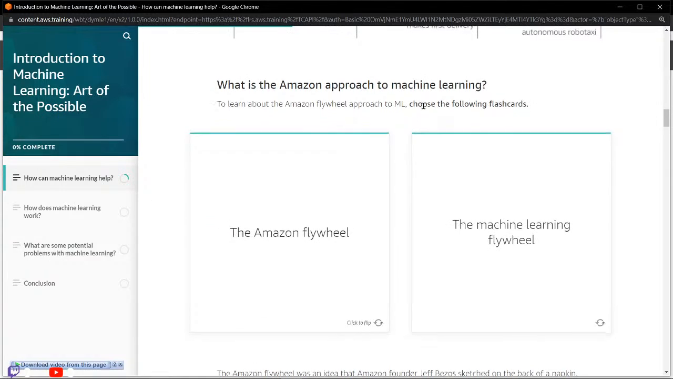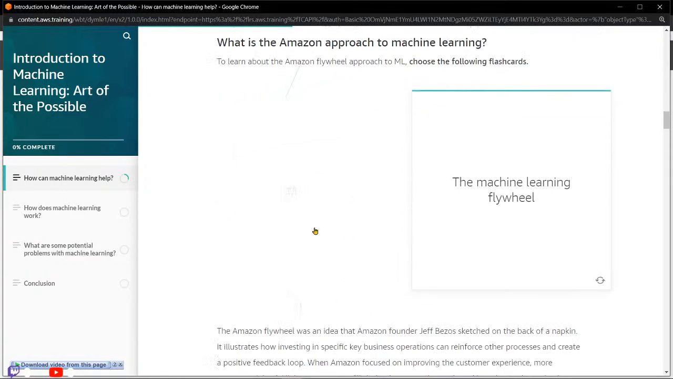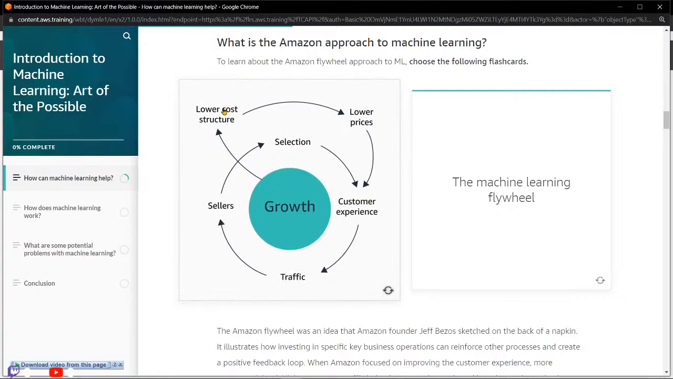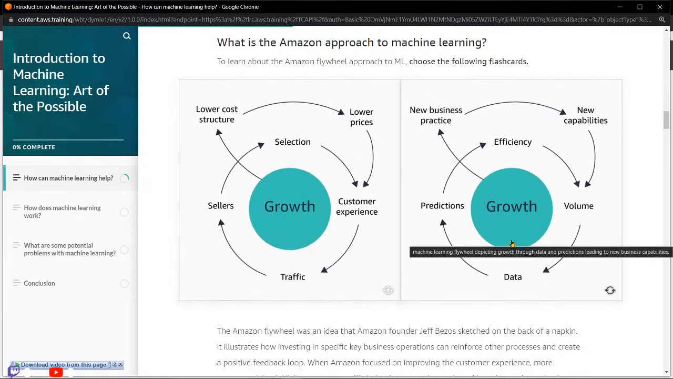Choose the following place card: the Amazon flywheel for growth. How it can grow is lower cost structure, lower prices, customer experience, traffic, and seller selection; these are always critical. So this is Amazon's flywheel, the machine learning flywheel. How this growth will happen is through new business practices, new capabilities, volume, data, prediction, and efficiency.